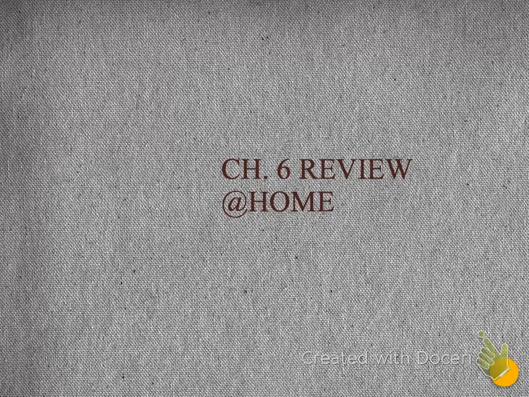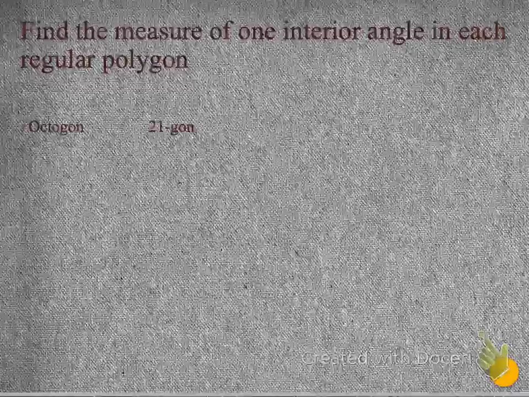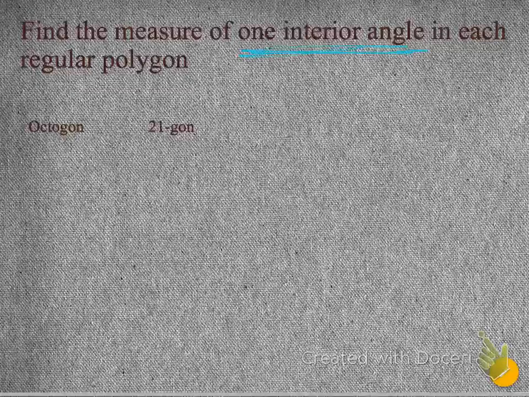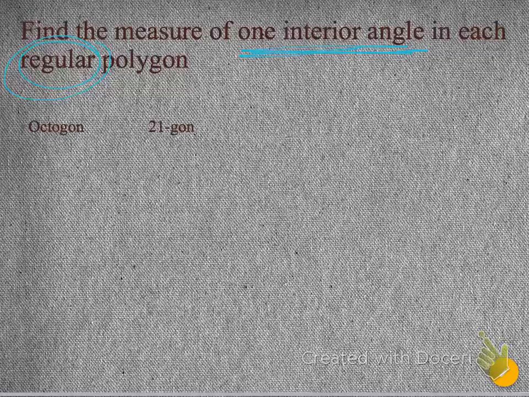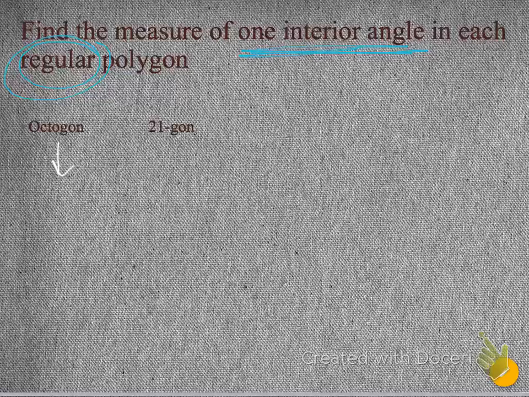So this is going to be the Chapter 6 review at home. So starting off, find the measure of one interior angle in each regular polygon. So we're looking for an interior angle of a regular polygon. So if we look, an octagon has 8 sides, so my n is going to equal 8 in this one.